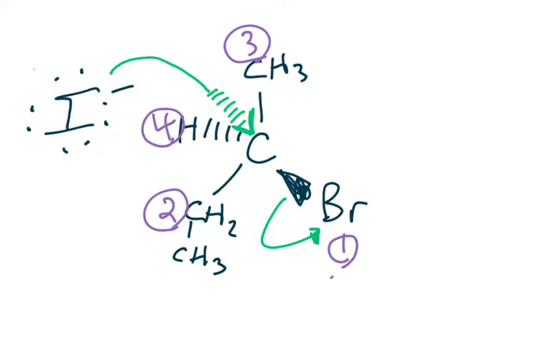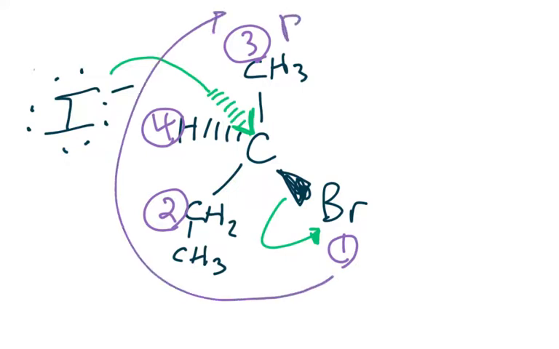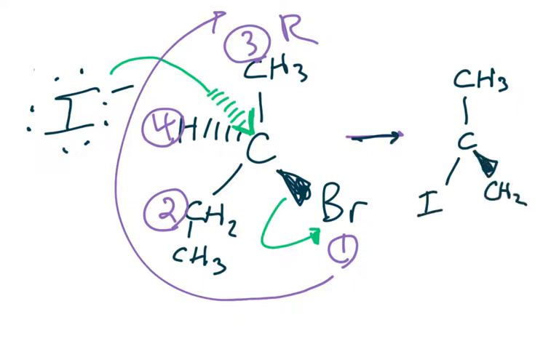Okay, so if we go 1 to 2 to 3, we get R, right? Because it's clockwise. So the product that we make out of this is going to end up being S. So what we're going to get is, I want to switch back to the other color. We're going to get our methyl, our iodine, our ethyl, and the hydrogen. So this should be correct.